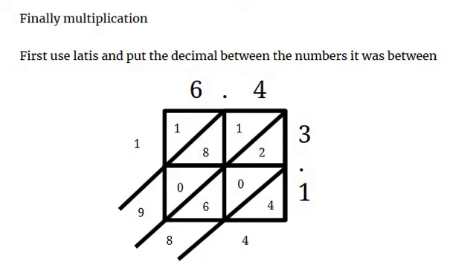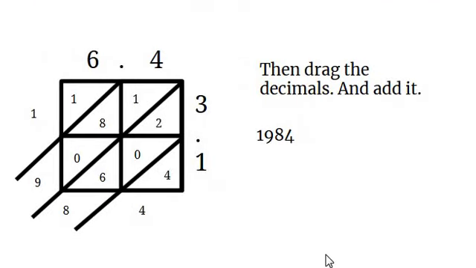Finally, multiplication. First you use lattice and put the decimal between the numbers it was between. Basically, you would put the decimal along the lines. You just do it like normal. Then drag the decimals and add it.